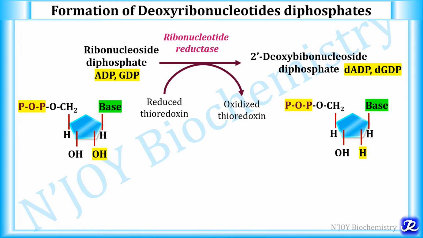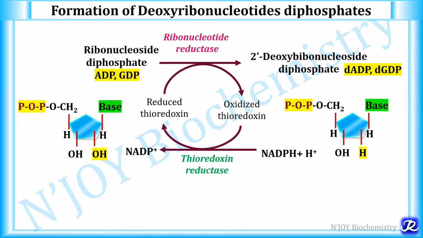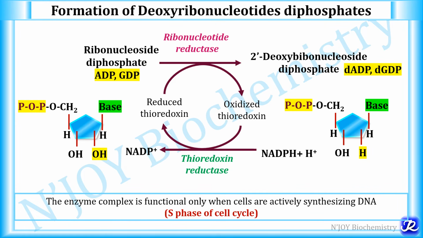And to maintain the thioredoxin in the reduced form, the NADPH is important, and this NADPH, by the action of enzyme thioredoxin reductase, is responsible for maintaining this thioredoxin in the reduced form. And this enzyme complex, ribonucleotide reductase and thioredoxin reductase, is functional only when cells are actively synthesizing DNA, that is in the S phase of the cell cycle. So whenever there is DNA synthesis, the requirement of deoxyribonucleotides is there, and in that condition only there is formation of deoxyribonucleotides.